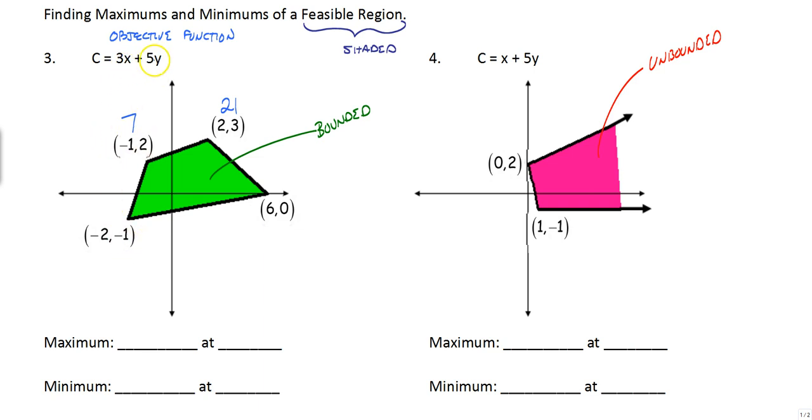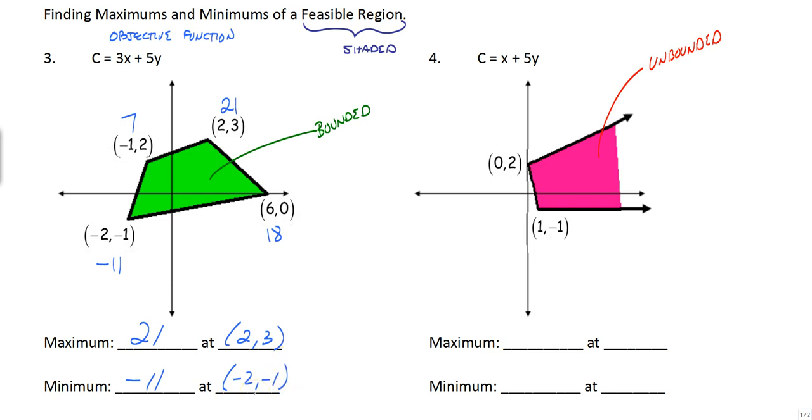So that's going to give you a -6 and a -1, so that will give you -11. And finally, (6, 0) is going to give you 18 plus 0, which is 18. So the maximum is 21. It's the biggest value, and it occurs at the coordinate (2, 3). And your minimum is the smallest value. That would be -11, and that occurs at the coordinate (-2, -1).